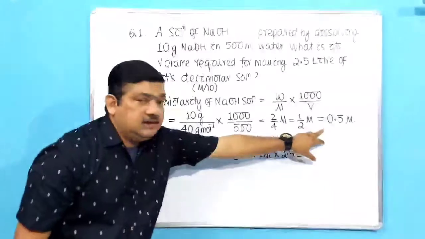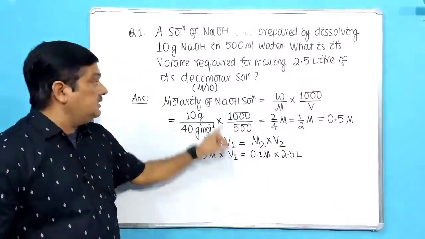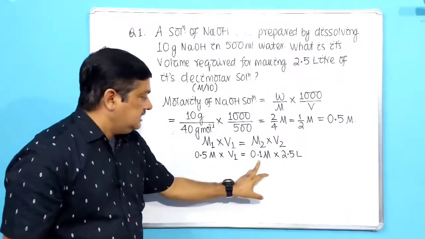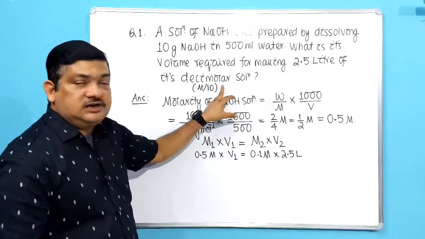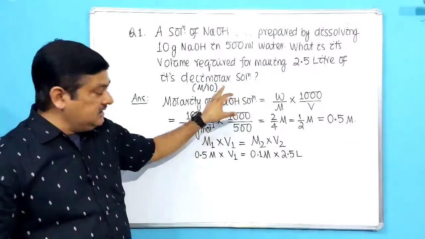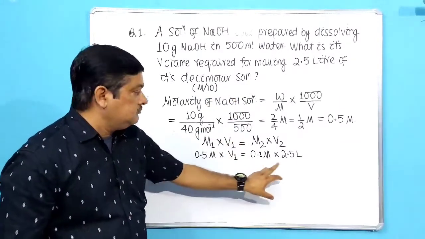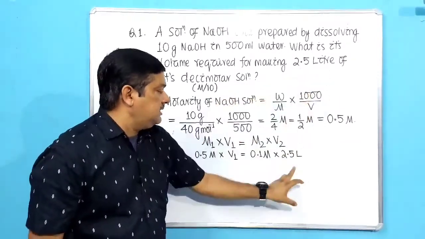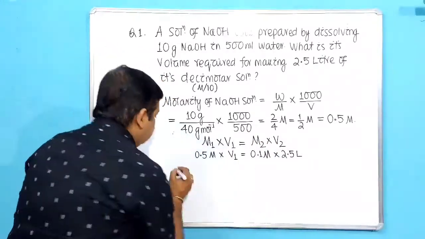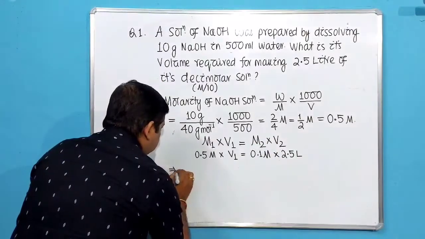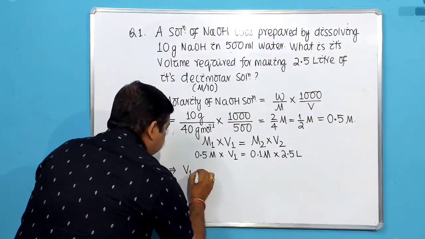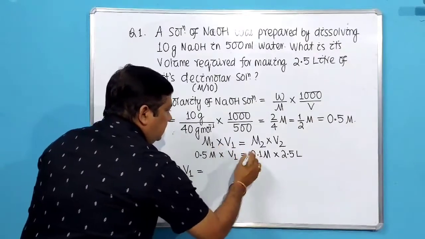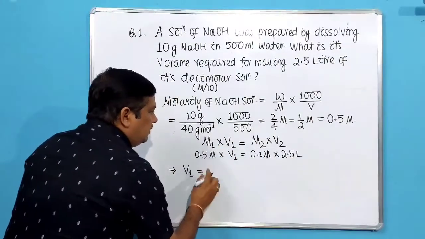M1 we calculated here. V1 is required. It has been asked. Then M2 decimolar is required. Decimolar means M by 10. We can write 0.1 M. Then how much volume is required? The 2.5 liter. We will put 2.5 liter. So what will be V1? V1 will be M2 into V2 by M1.